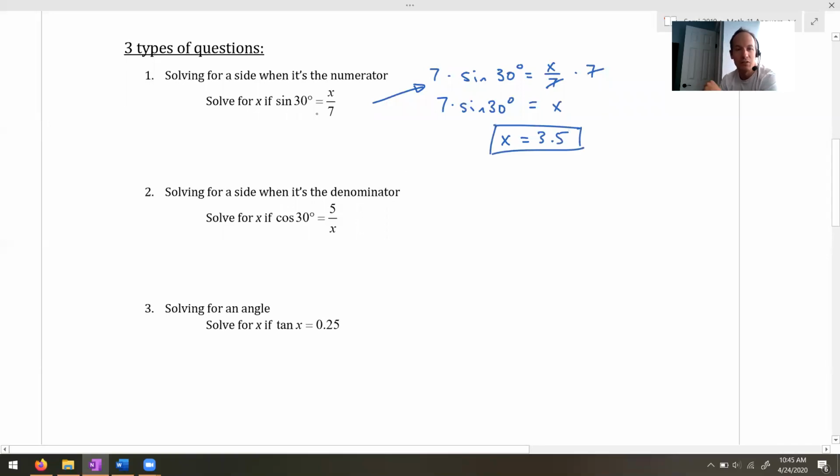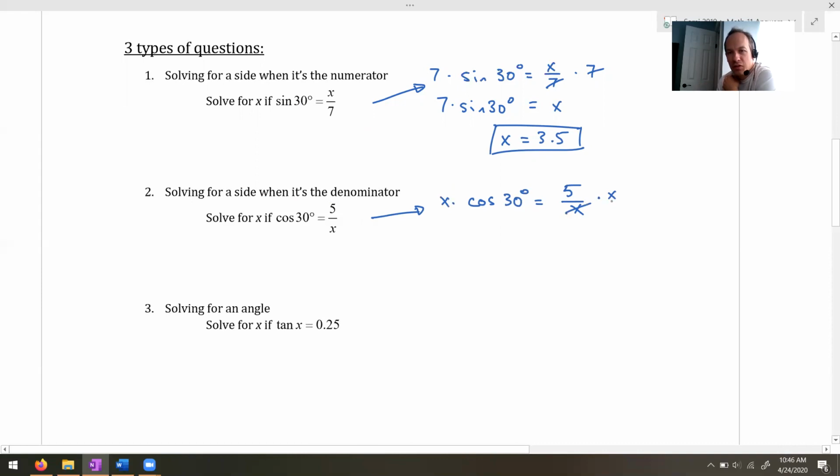Another style is question 2, solving for a side when it's in the denominator. So what this makes you do is a little bit more work. There's a bit of a shortcut, but before we do the shortcut, I'm just going to show you the proper way of doing this. If you have a variable in the bottom of a fraction, the way you get it out of there is you multiply both sides of the equation by the variable.